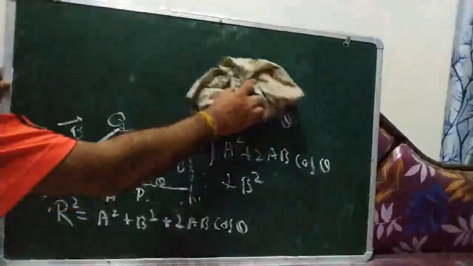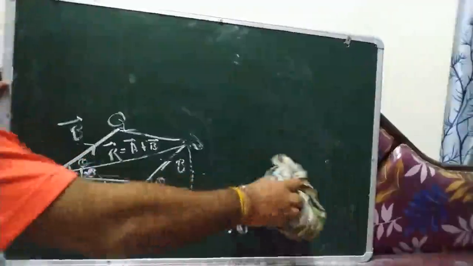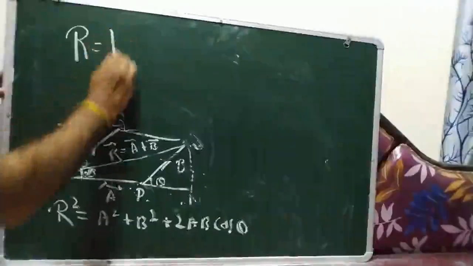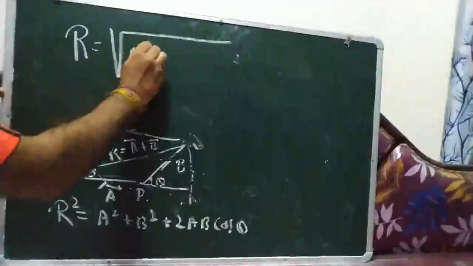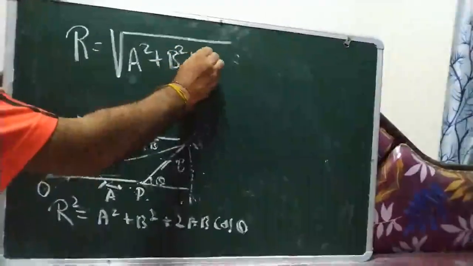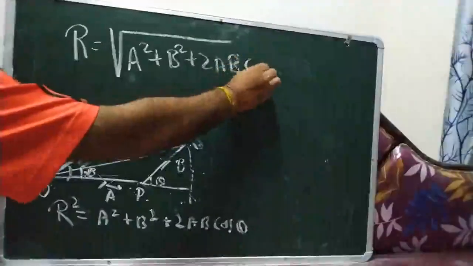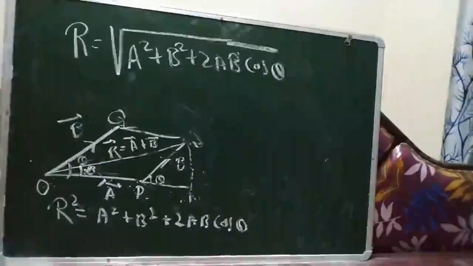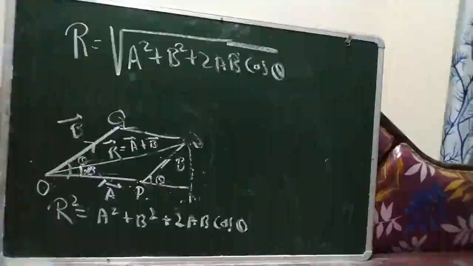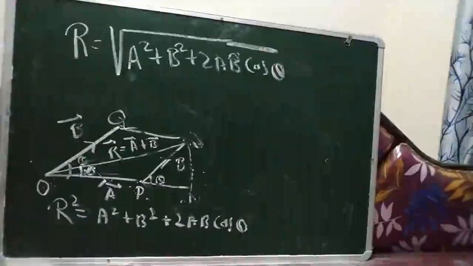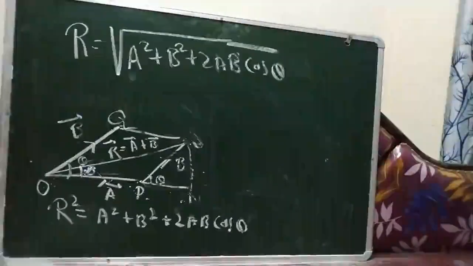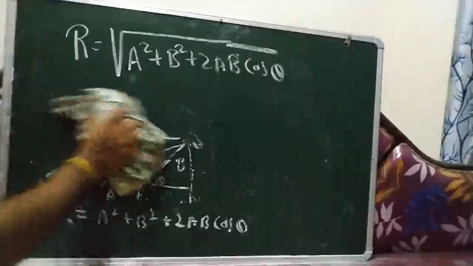Now what is the value of R? R equals root over A square plus B square plus twice AB cos of theta. So this is the resultant vector formula, and this formula is important. Now we will use some special conditions.